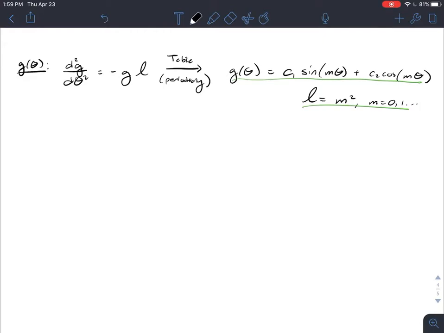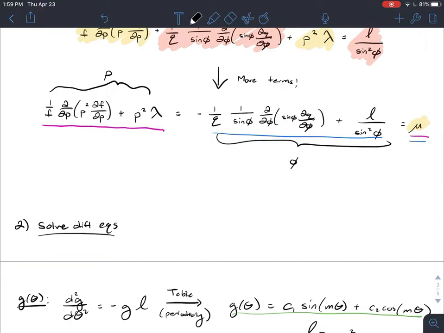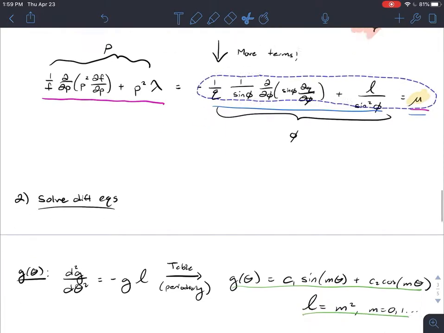The next thing we have to approach now is solving for the q of phi function. The reason why I'm doing this is because with the help of the eigenvalue L, or the separation constant L, and knowing that it's equal to m squared, we're able to actually solve for the value of mu in this problem. So I'm just going to copy paste this down here. So this is the next differential equation we're going to solve.